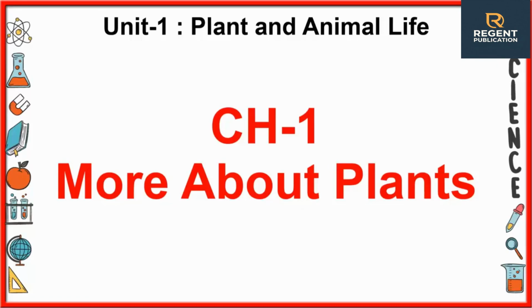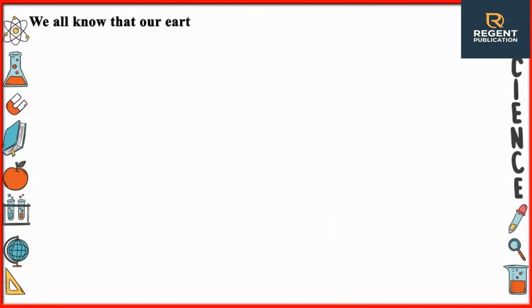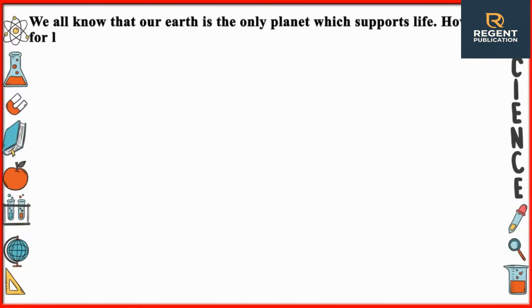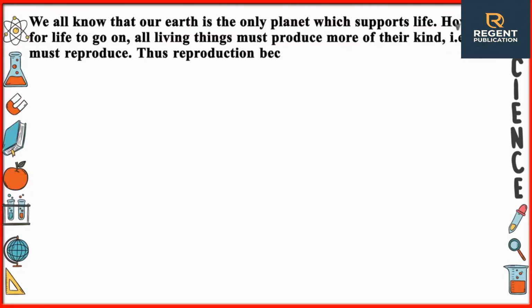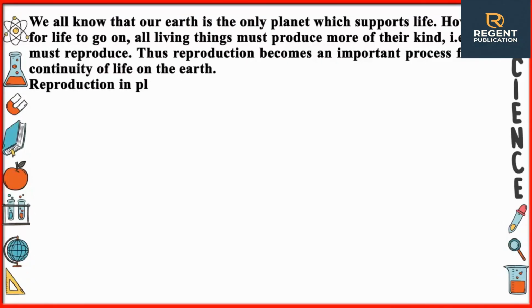Chapter 1. More about plants. We all know that our Earth is the only planet which supports life. However, for life to go on, all living things must produce more of their kind. That is, they must reproduce. Thus, reproduction becomes an important process for the continuity of life on the Earth.